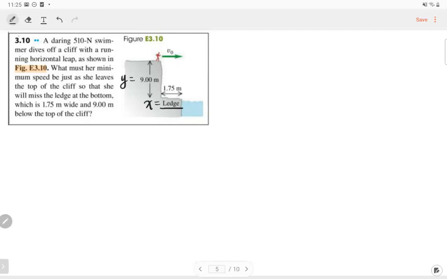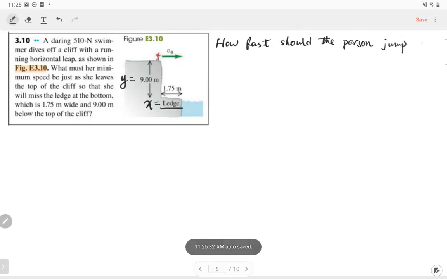And the question is, how fast should this person jump so that they don't hit the ledge? That means the horizontal displacement is larger than 1.75 meters. Okay. This is the question.